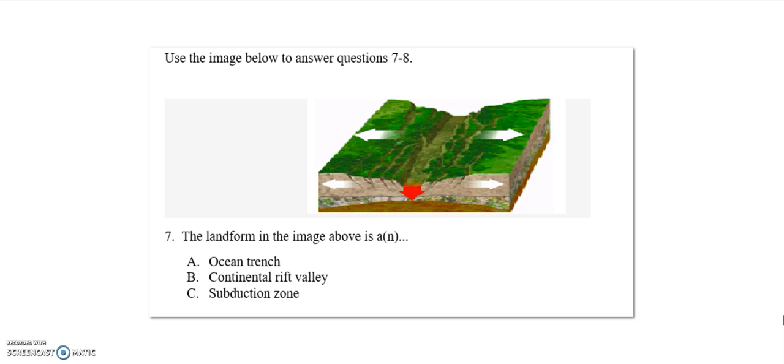Number 7. Use the image on the screen to answer this question. The landform in the image above is A, ocean trench, B, continental rift valley, or C, subduction zone. Ocean trench, a rift valley, or a subduction zone.